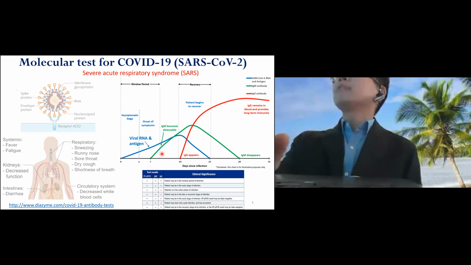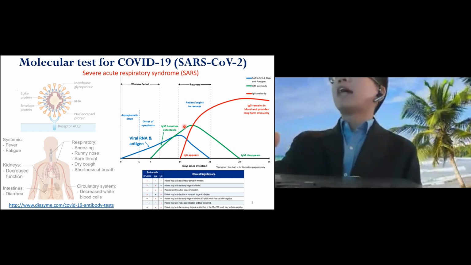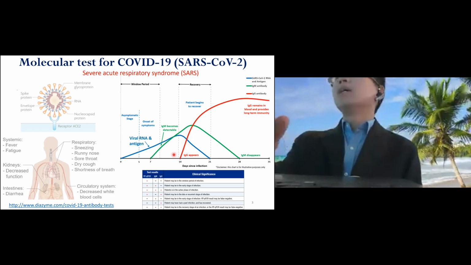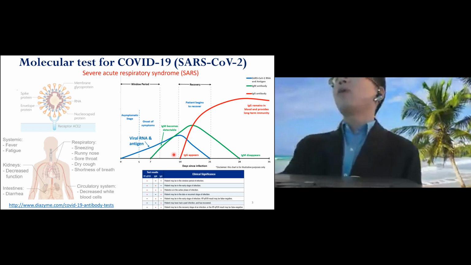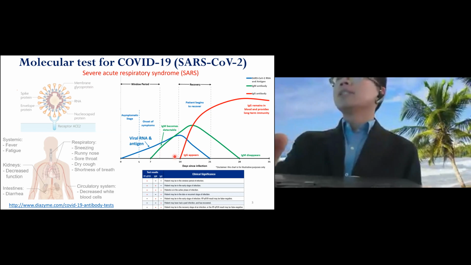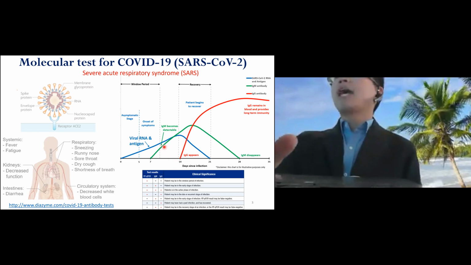So most of the people actually died in this region, from 10 to 14 days after infection, for some immune system compromised people, because the patients haven't been able to catch up and build up the antibody.